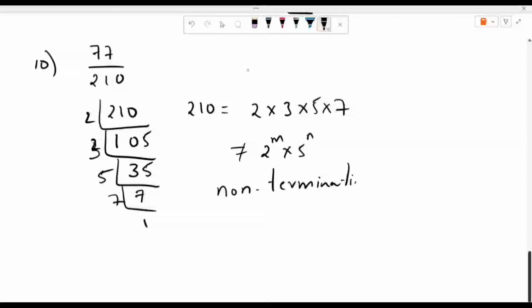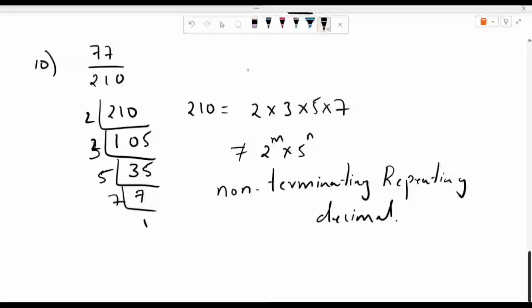Non-terminating repeating decimal. Okay, I hope you have understood the logic here. Just take the prime factorization for the denominator and check whether in the prime factorization 2 or 5 come or not. If other than 2 or 5 it has any other number, then the number is non-terminating repeating. It should have only 2 and 5.